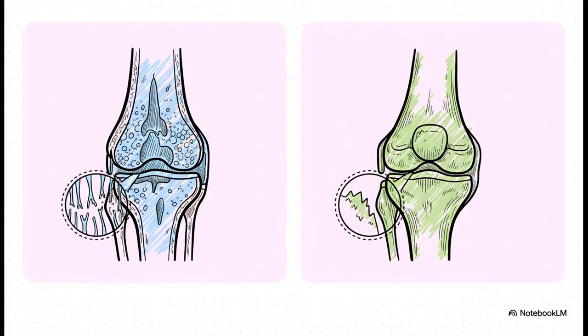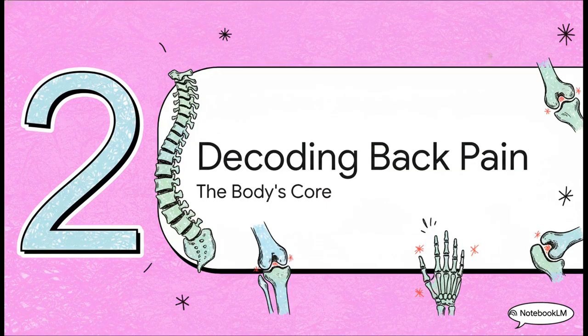And right away, we hit a really important distinction. Are we talking about the bone itself or the joint where two bones connect? A problem with the bone, like osteoporosis that makes it brittle, is coded completely differently than a problem with the joint, like arthritis. One is about the actual structure, the other is about the connection. It's a subtle difference, but it's a crucial one.